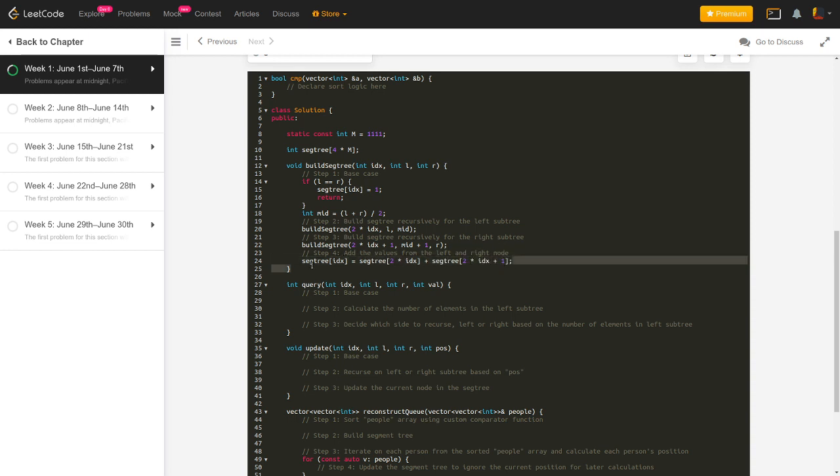So on this particular line, we just add the values from both the left node, which is this, and the right node. Okay. So this is what our build segment tree function is. So what is going to be the query function?